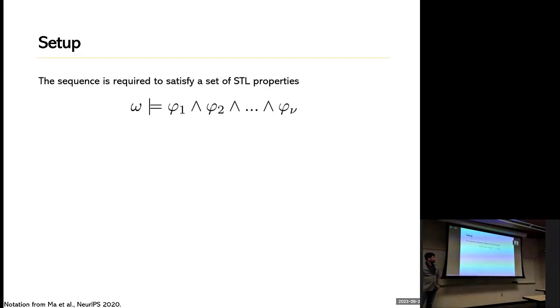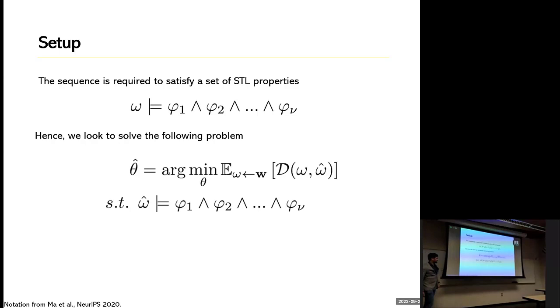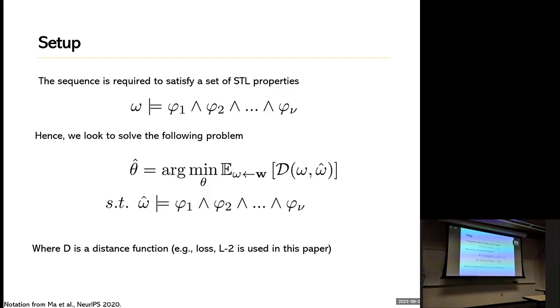So we have some properties that we want to satisfy. These are our temporal logic formulas, and STL is what they use. And the idea is you want to find the parameters for the model that minimize the loss such that the output of the model satisfies the constraints. And they use D as a distance function, part of the loss, L2.